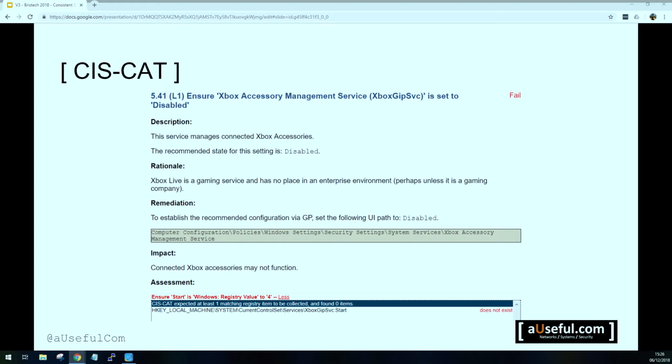How do we fix this? What's the impact? Obviously, if you turn it off, the Xbox functionality is not going to work. How we tested it, and it will go on and give you some more information about extra reading you can go and look up as to whether you think this is a good idea.